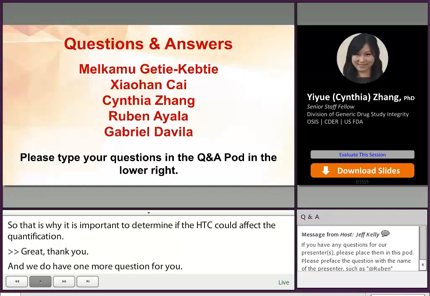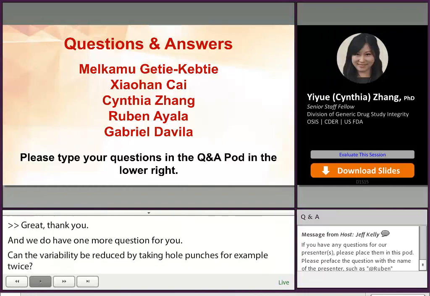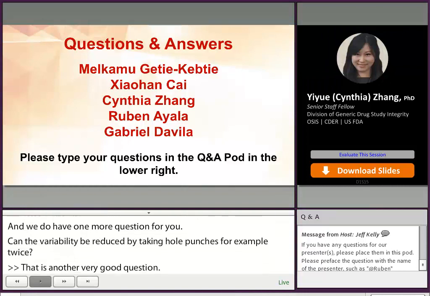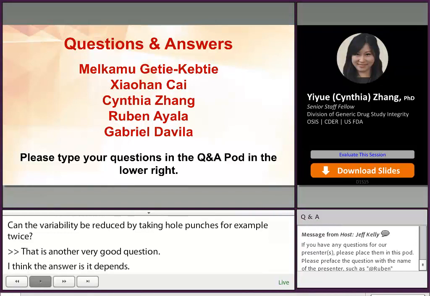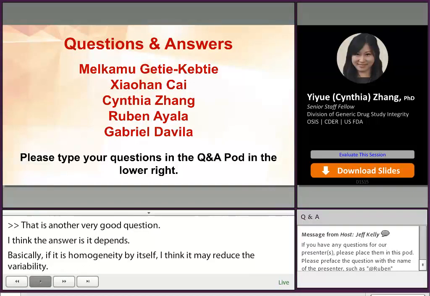This is also a very good question. I think the answer is, it depends. If the single sample point is homogeneous by itself, I think it might reduce the variability. However, sometimes there's not a choice because the samples were not taken homogeneously. So it could actually introduce more variability, depending on the different locations where the punch is taken from that single sample point.